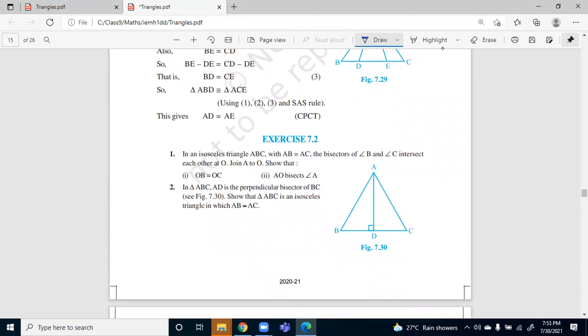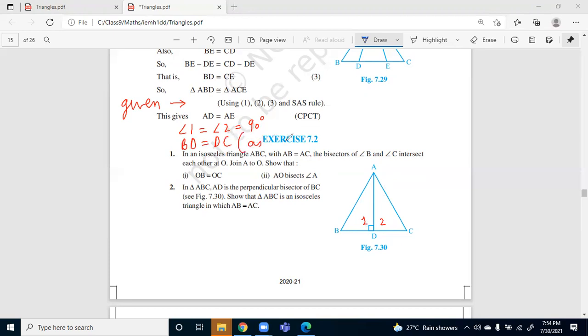In triangle ABC, AD is the perpendicular bisector of BC. You have to show that triangle ABC is an isosceles triangle. So it is a very easy question. Okay, so what is our way of doing any question? We will write given first. So AD is the perpendicular bisector. It is given. So what does it mean? Angle 1 is equal to angle 2. This is equal to 90 degrees. And bisector of BC means BD is equal to DC.